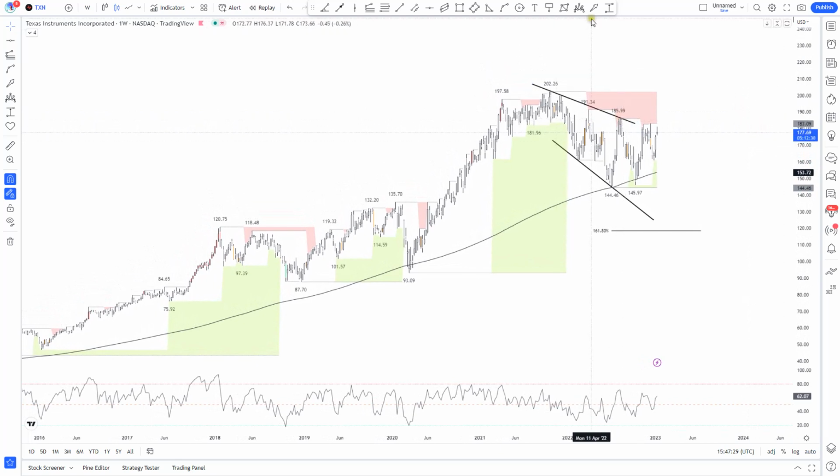I will pay attention to a clear violation of this fractal resistance, 185.99. It's my next pressure level. I believe that if the market breaks above this level, it may trigger a move to the upside. I also have a crab pattern projected above at 211, so I just need a new higher high, and I will pay attention to this potential element of resistance.